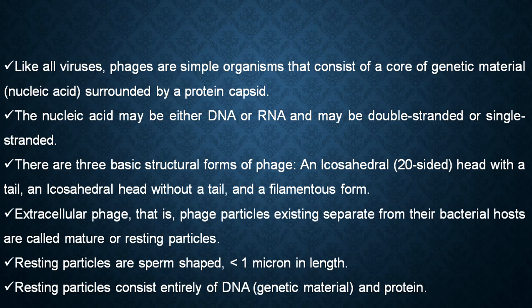There are three basic structural forms of phages. One is icosahedral head with a tail. Next one, icosahedral head without a tail, and a filamentous form. Extracellular phage, that is phage particles existing separate from the bacterial host, are called mature or resting particles. Resting particles are sperm shaped, less than 1 micron in length. A resting particle consists entirely of DNA, that means genetic material, and protein.